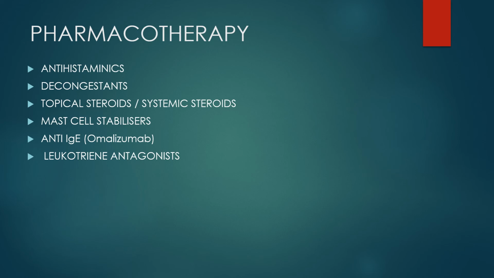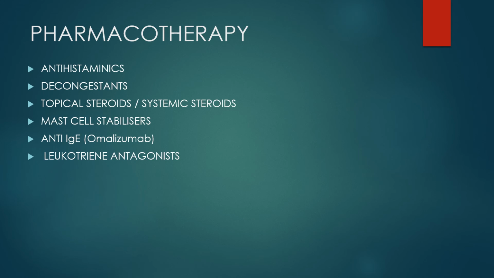Corticosteroids. Now they can be topical steroids or systemic steroids. Oral corticosteroids are very effective in controlling the symptoms of acute episodes, like dexamethasone, methylprednisolone, and topical steroids are given in the form of sprays. Now they can be fluticasone, mometasone. Patient can use once a day in the morning and it is usually given above 2 years of age.